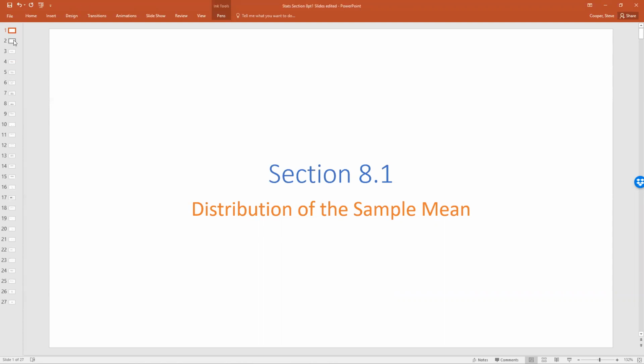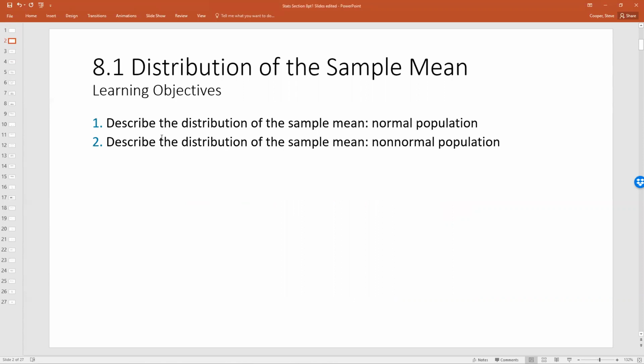All right, we're going to move on to distribution of the sample mean. And we've got two types to think about. One is if the population that we're working with is normal.